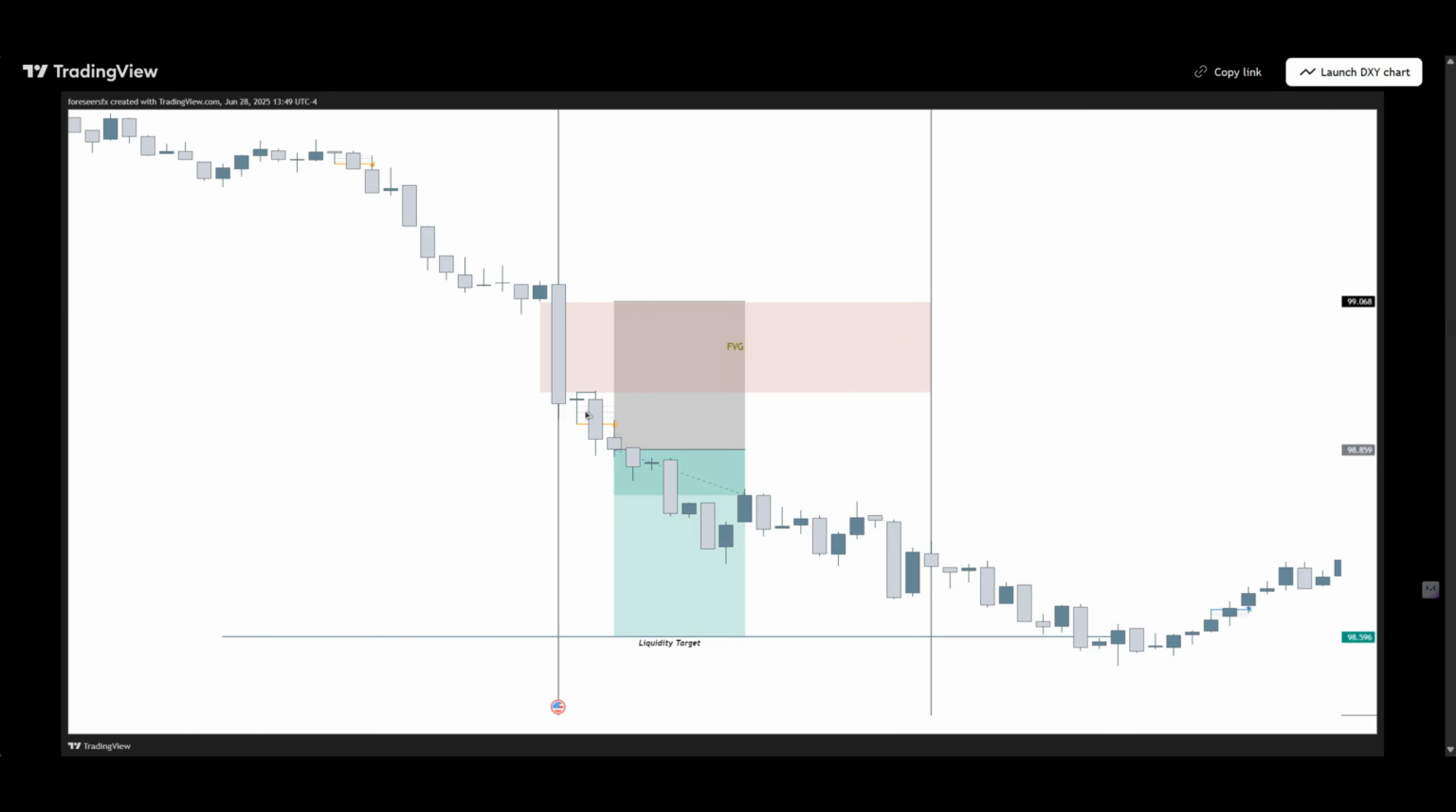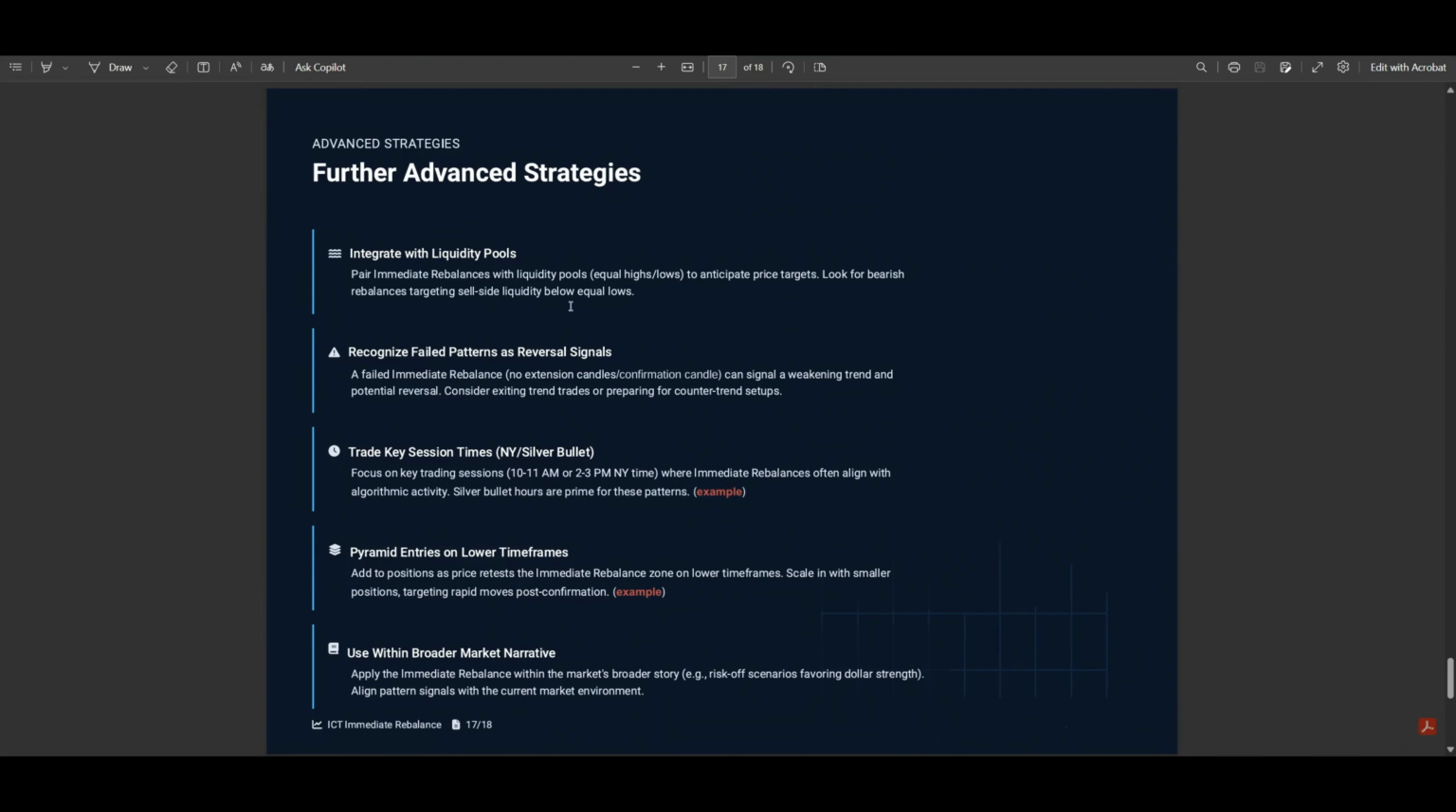I have a fair value gap, and the third candle here taps into that fair value gap, after which I have another candle that creates that immediate rebalance. Once that candle closes bearish, I enter on that bearish candle, and then I target some liquidity, and as you can see, price ended up hitting TP, right? It's really that simple.